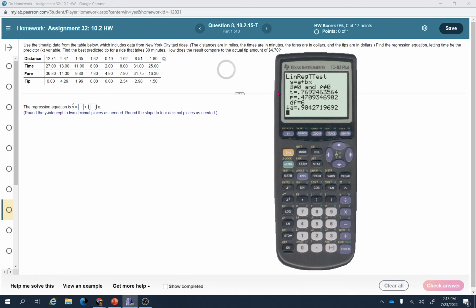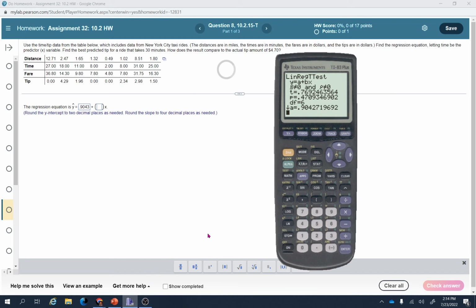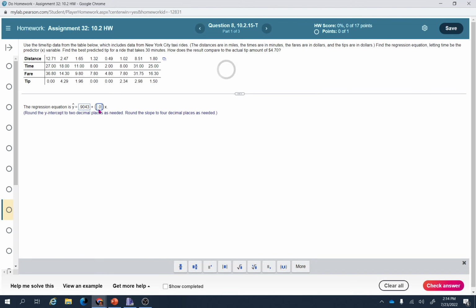Here, instead of y-hat, we have y. The a value goes here and the b value goes here. As you can see here, a is 0.90, and here we would like to round to 4 decimal places, so it's 0.9043. And for the b value, go down, and it gives you the b value, 0.0449, to 4 decimal places. So that's our regression equation.